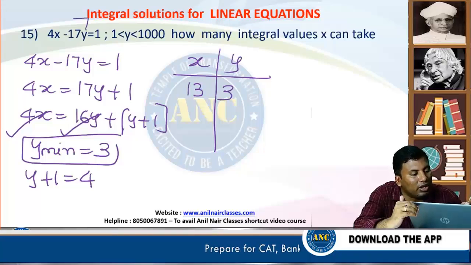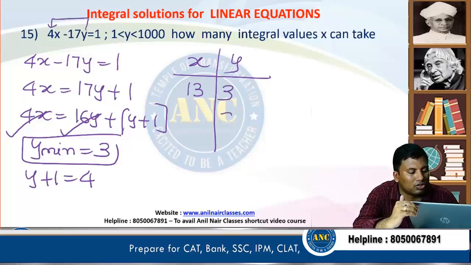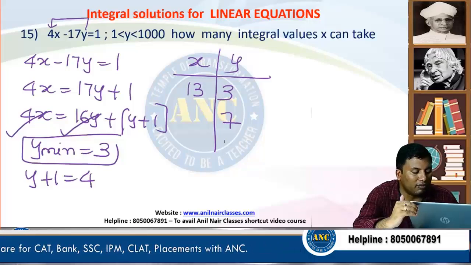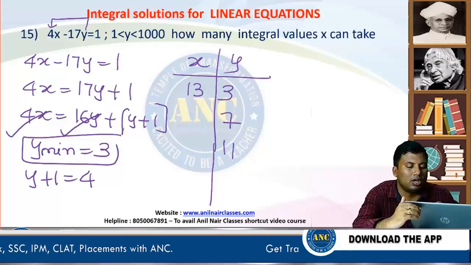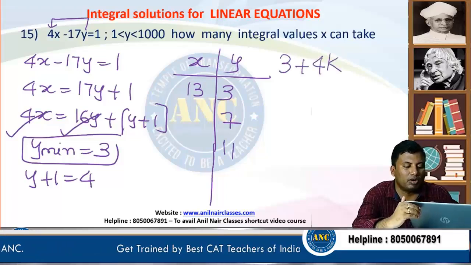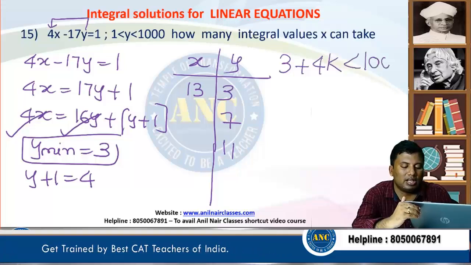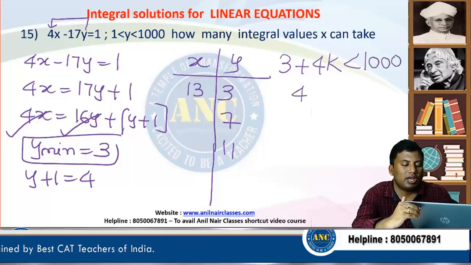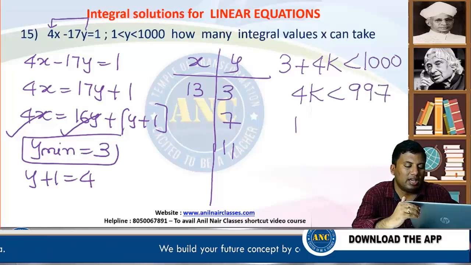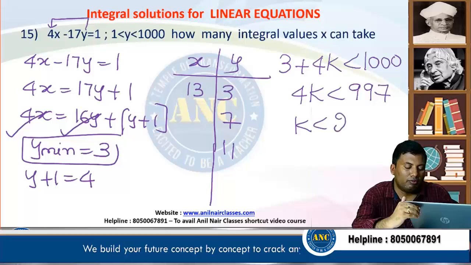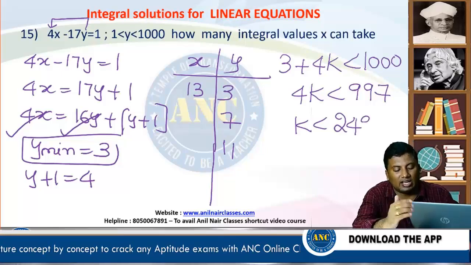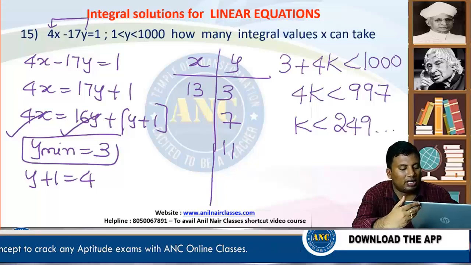Y is growing in terms of 4. So 7, 11, and so on. Lowest is 3. Every time there is an increase of 4. 3 plus 4k is less than 1000. 4k is less than 997. So k is less than 249, because 4 times 249 is 996, so 249 point something.